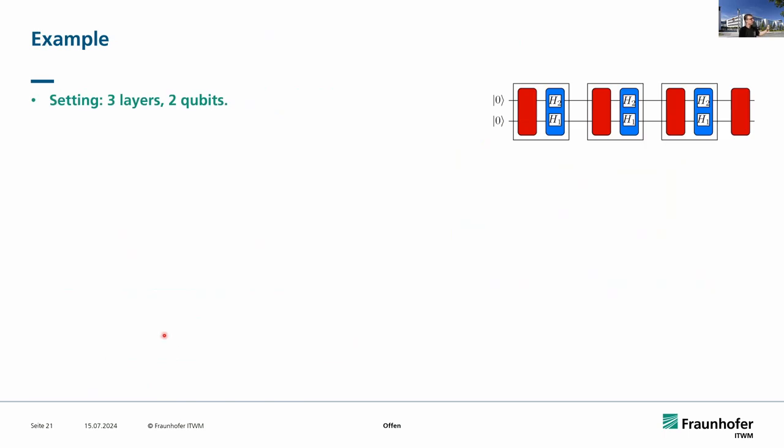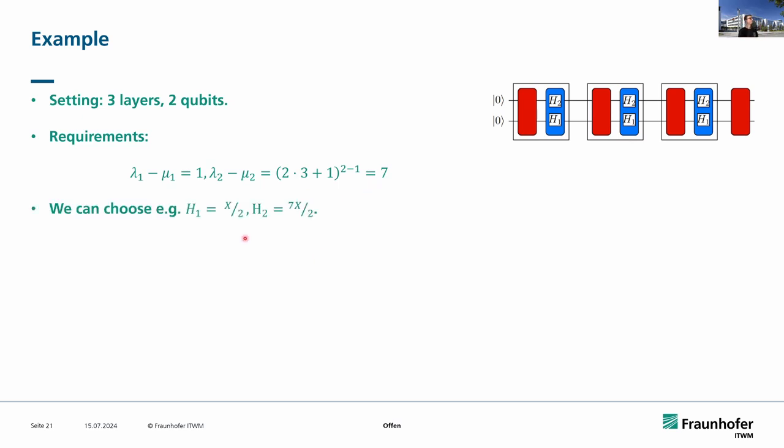Okay, if that was too complicated, let's make a numerical example. Let's say we're in the setting where we have a QNN with 3 layers and 2 qubits. This is our setting. Because we assumed all data encoding layers are the same, we only have to deal with two subgenerators, H1 and H2. The requirements from the previous slides are now that the first difference should be 1, and the second difference, when you plug in the numbers in the formula, should be 7. So now you have to find H1 and H2 such that the eigenvalues of H1 have difference 1 and those of H2 have difference 7.